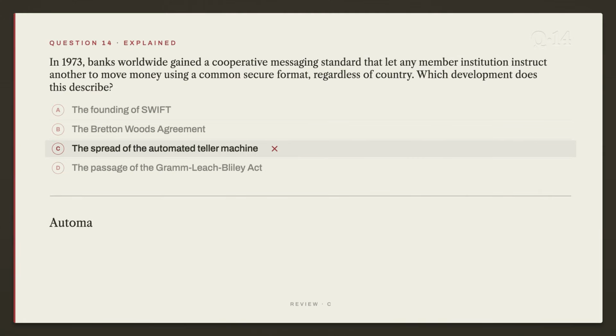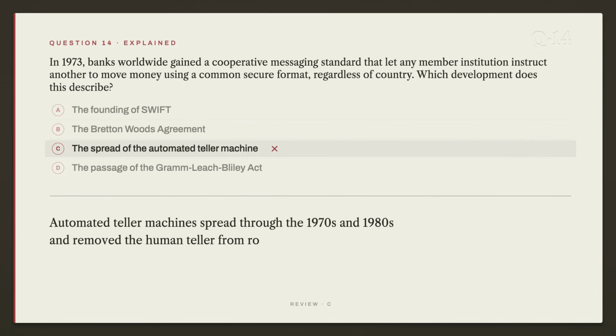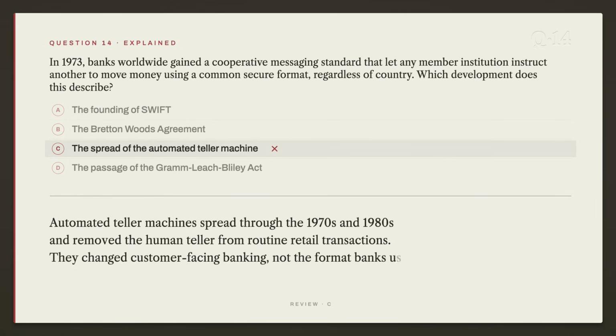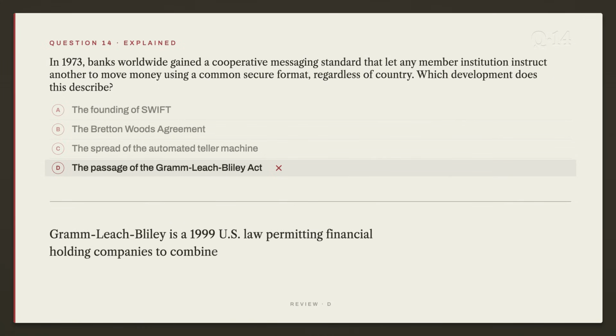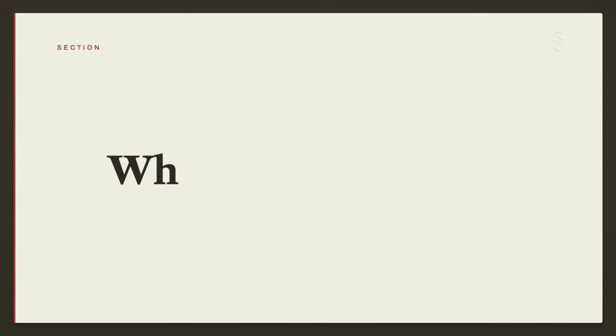C is wrong because automated teller machines spread through the 1970s and 1980s and removed the human teller from routine retail transactions. They changed customer-facing banking, not the format banks use to instruct each other. D is wrong because Gramm-Leach-Bliley is a 1993 US law permitting financial holding companies to combine banking, securities, and insurance. It is legislation rather than a communication standard.